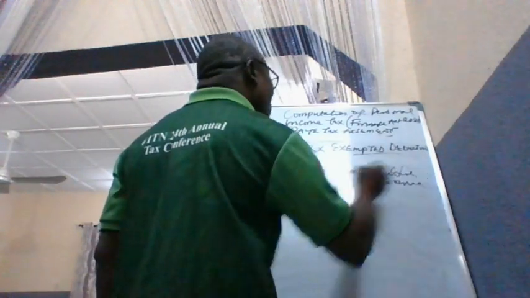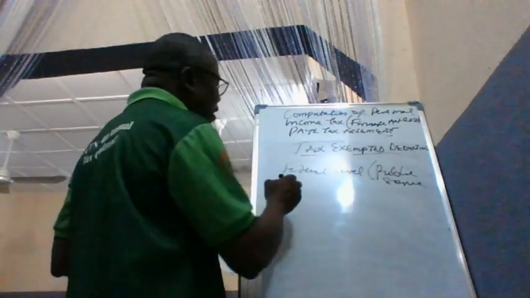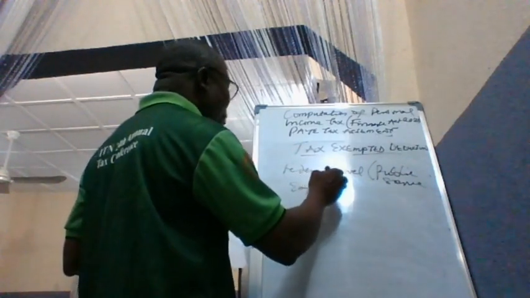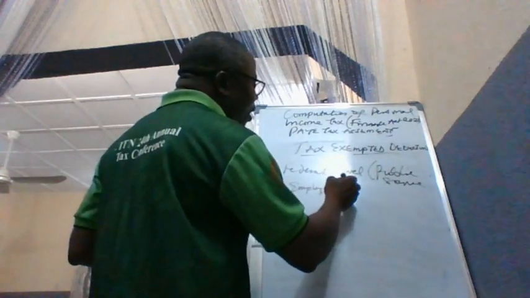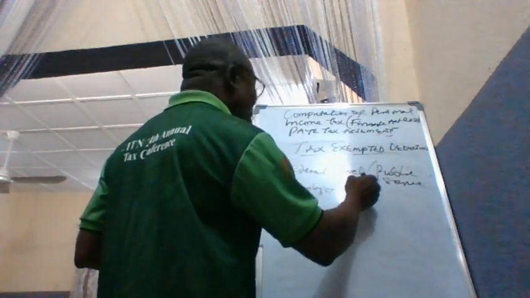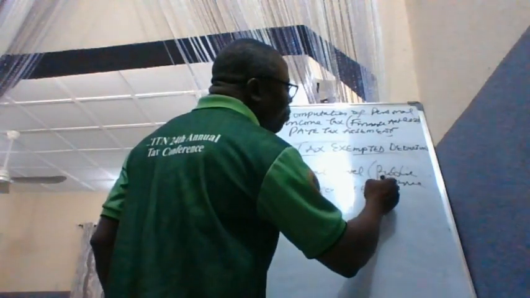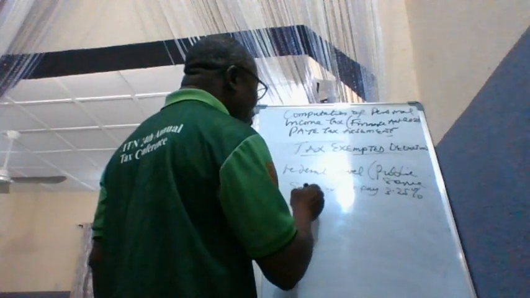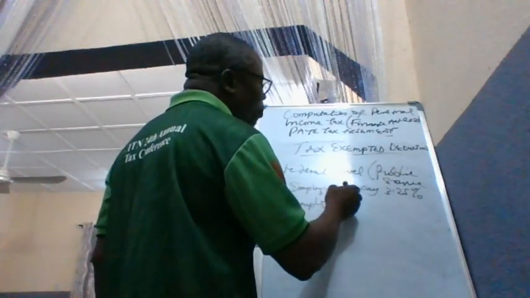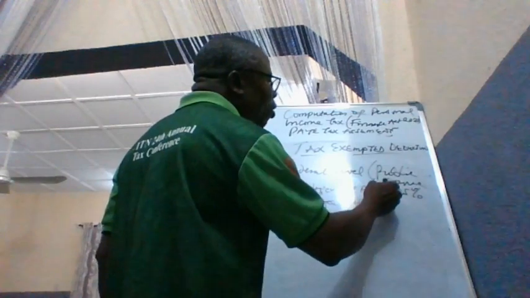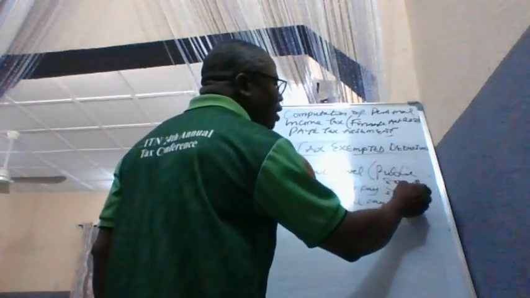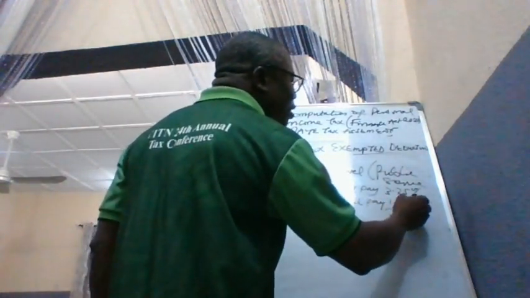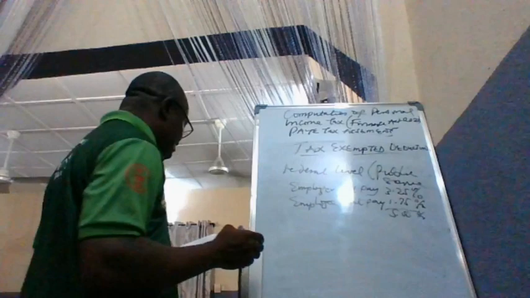In the public service, it is expected that the employer will pay 3.25%, while the employee will pay 1.75%. And this will give you a total of 5%. This is expected to be paid.